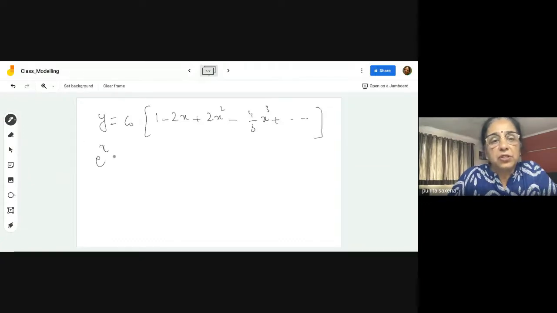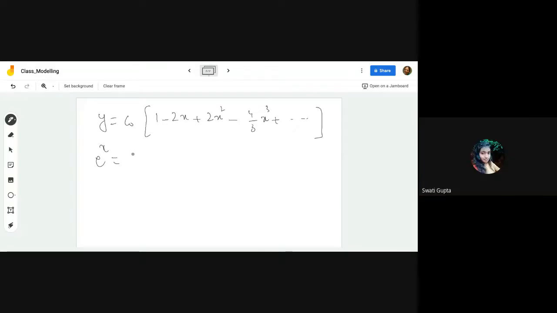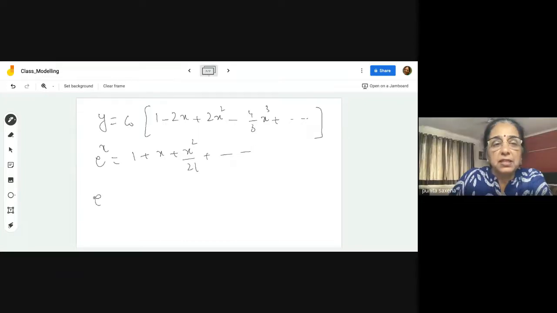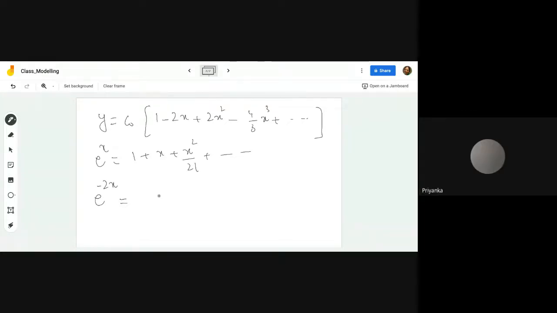You know the expansion for e to the power x. Power series expansion for e to the power x, what is it? Ma'am, 1 plus x plus x square by 2 factorial, and so on and so forth. What will be the power series expansion for e to the power minus 2x? Ma'am, we will substitute x with -2x. Yes, right. So what do you get?